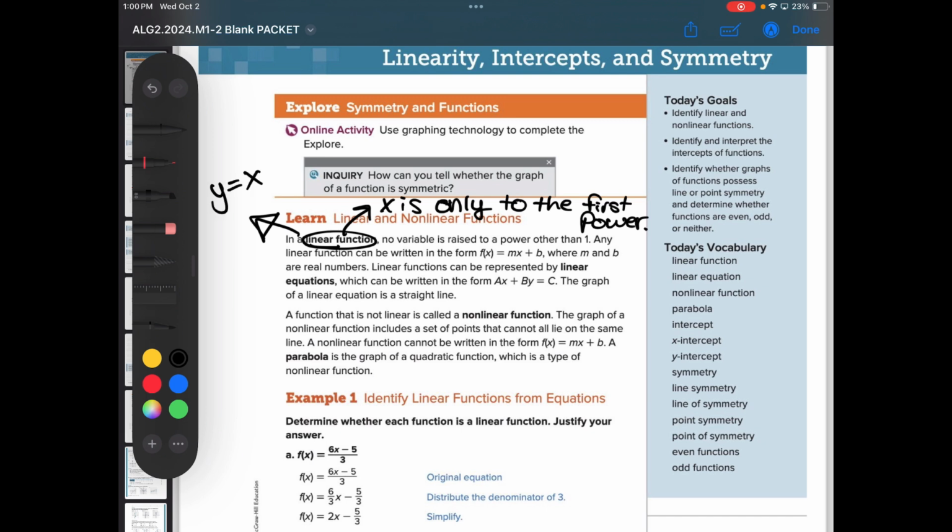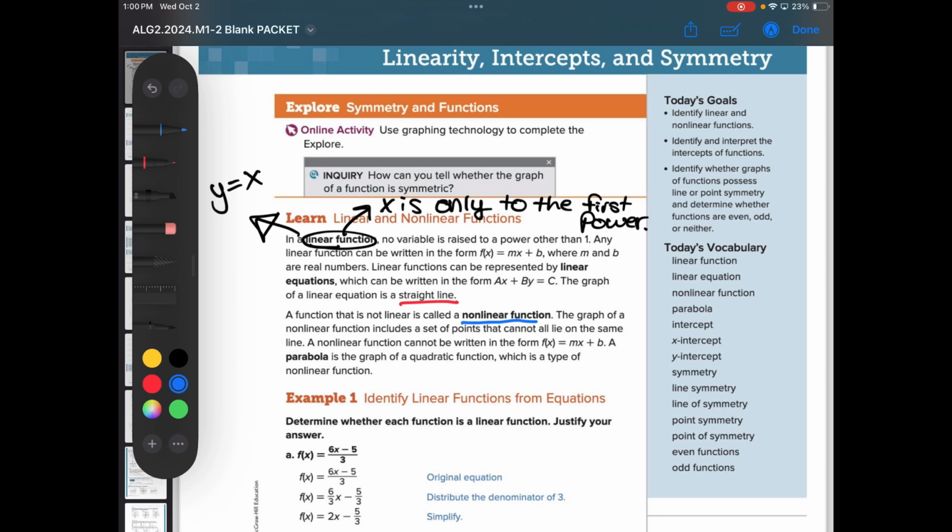It's going to make a straight line. So that's another thing here, okay? Linear equations can be written in standard form or slope-intercept form, both of which we learned about in class already. A function that is not linear is called a nonlinear function. The graph of a nonlinear function includes a set of points that cannot all lie on the same line.